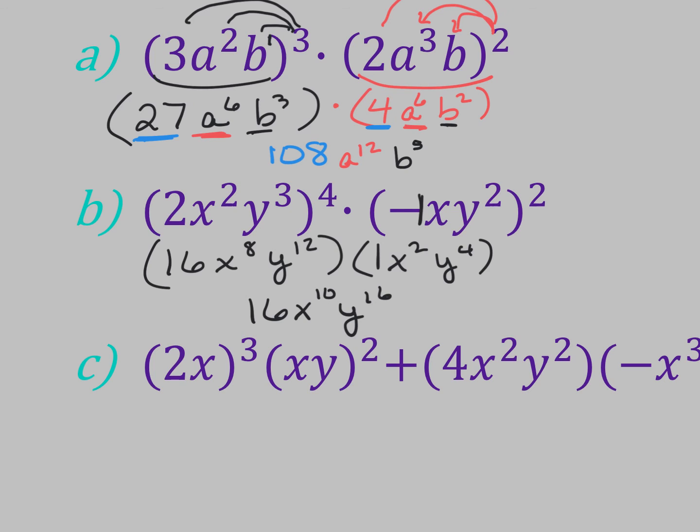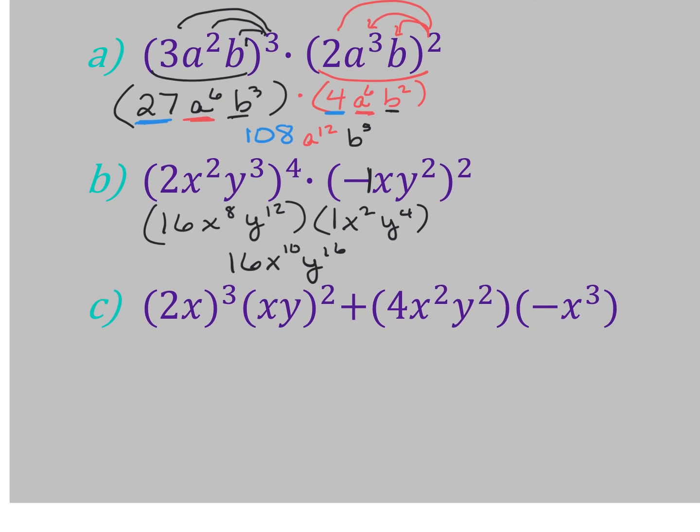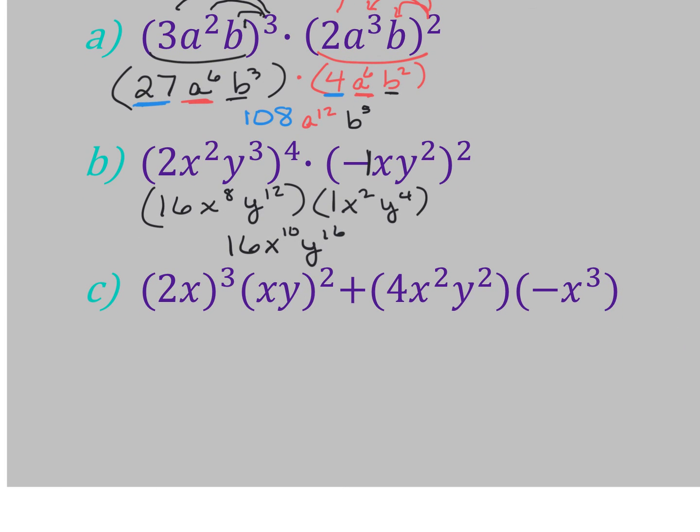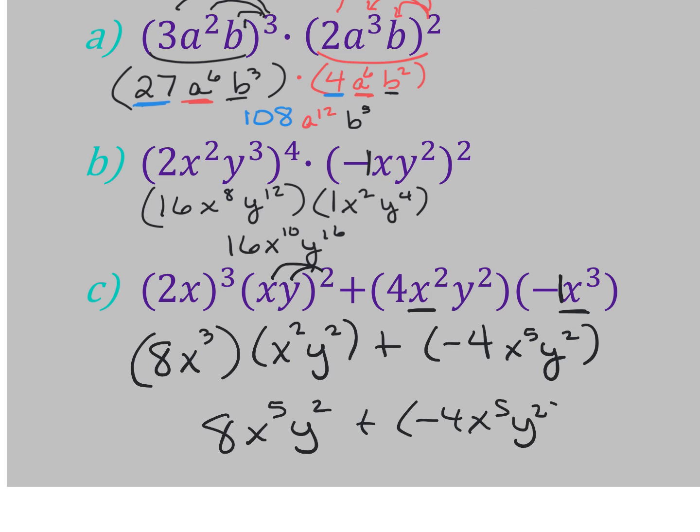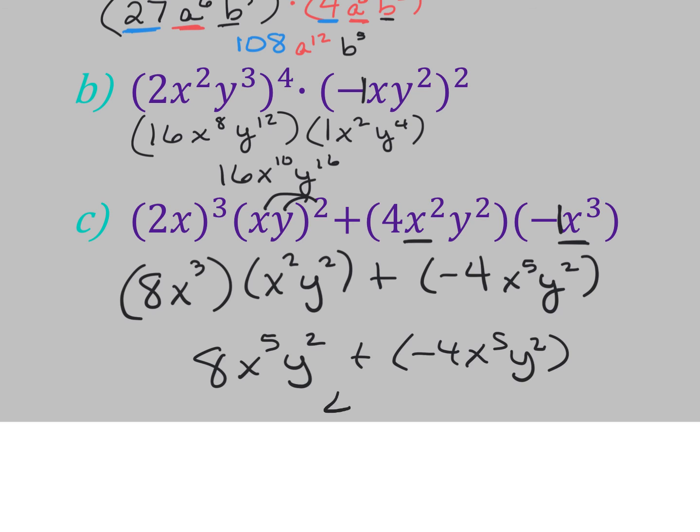The next one is an addition problem. So again, I'm going to simplify each side, following order of operations. So this first term becomes 8x cubed. Then this one, the 2 is going to go to the x and the y. So x squared, y squared. Then this one, I'm just going to combine my like terms here. This is assumed to be a negative 1. So this becomes negative 4 x to the 5th y squared. I'm now going to multiply this. X to the 5th y squared. These are like terms. I can combine them. And that's my final answer.